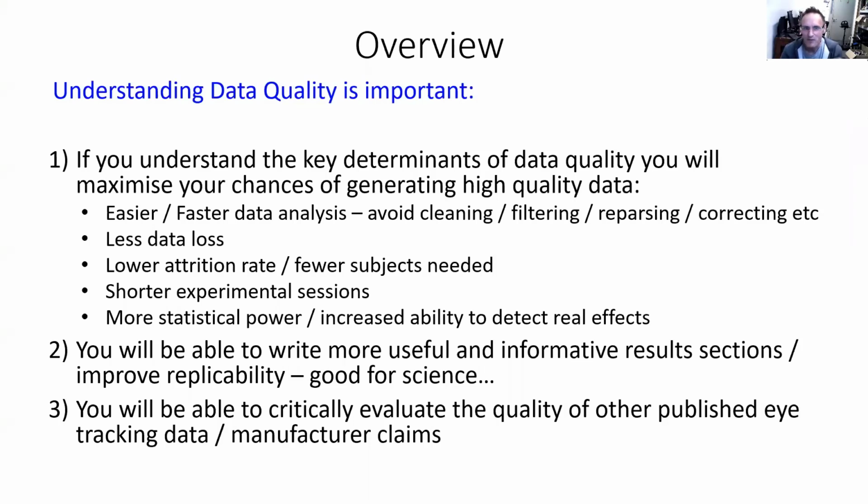So if you can avoid these kinds of techniques for dealing with poor quality data by simply collecting high quality data in the first place, you're going to have a much, much easier time. If you've got high quality data, then you will have almost by definition less data loss. And less data loss is also, for obvious reasons, a very good thing. If you lose less data, you lose less participants. It means you may need fewer participants to complete your experiment.